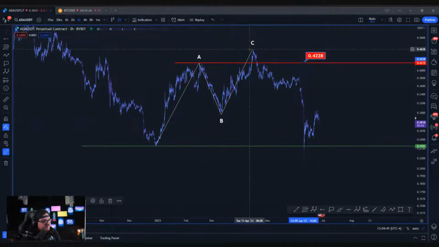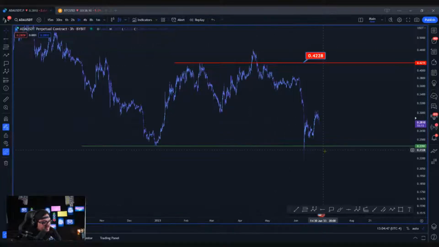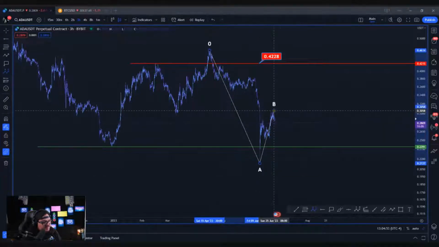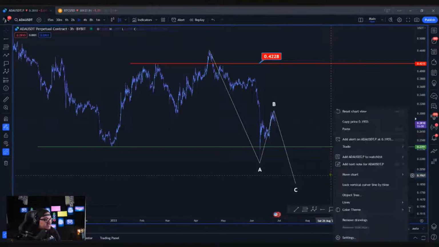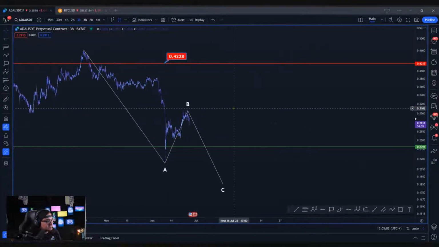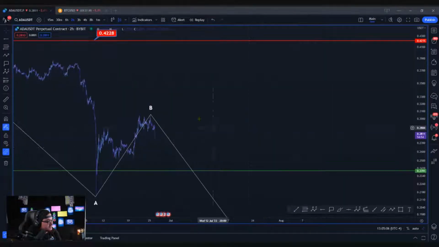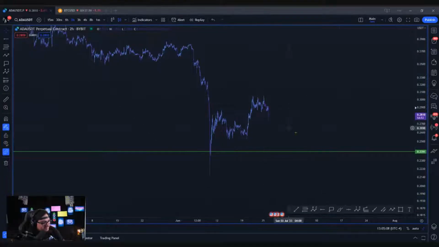One of the things I am looking for, and one of the trades I'm currently in, is that we do have an ABC. Maybe this isn't done yet, right? We have a larger A to a B. Maybe we need to continue lower in order for us to possibly talk about this setup completing. So in this scenario, this is going to segue us into the smaller time frame. We do have an ABC short position here.